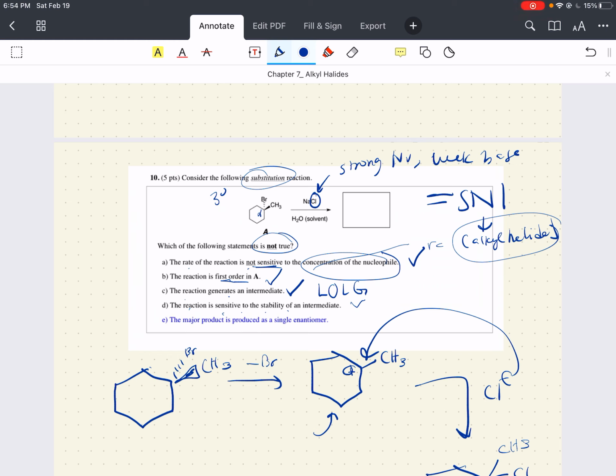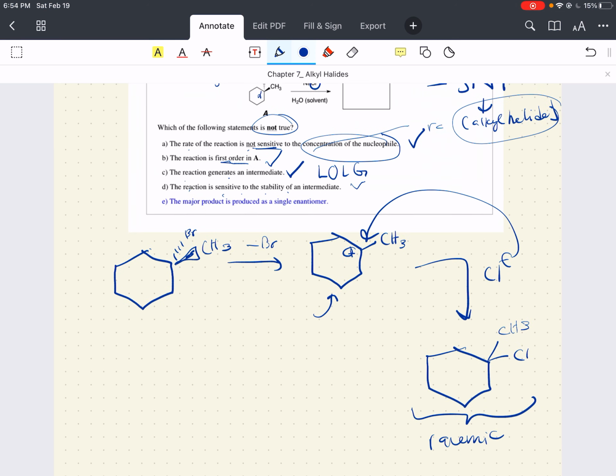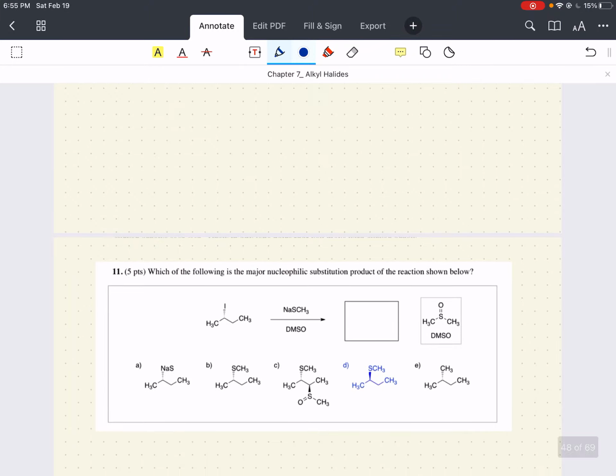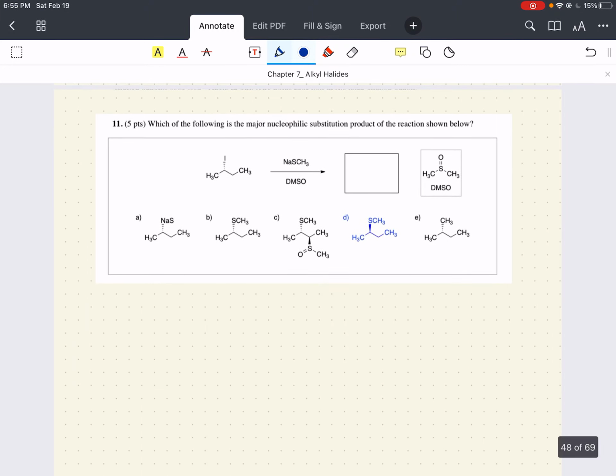This is also true. E says the major product is produced as a single enantiomer. No, we get a racemic mixture. So this statement is incorrect. There's a chiral center. SN1 gives inversion and retention configuration. Our products are a pair of enantiomers. Fantastic. Let's keep going, guys.